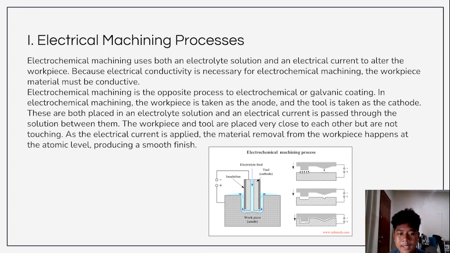These are both placed in the electrolyte solution, and electrical current is passed through the solution between them. The workpiece and tool are placed very close to each other, but are not touching. As the electrical current is applied, the material removal from the workpiece happens at the atomic level, producing a smooth finish.